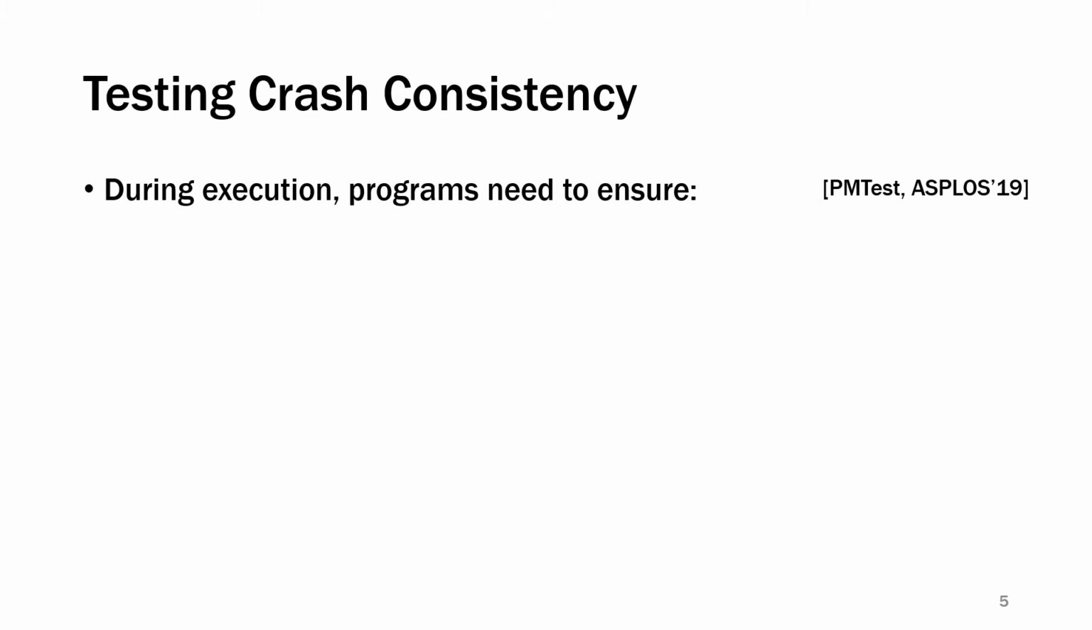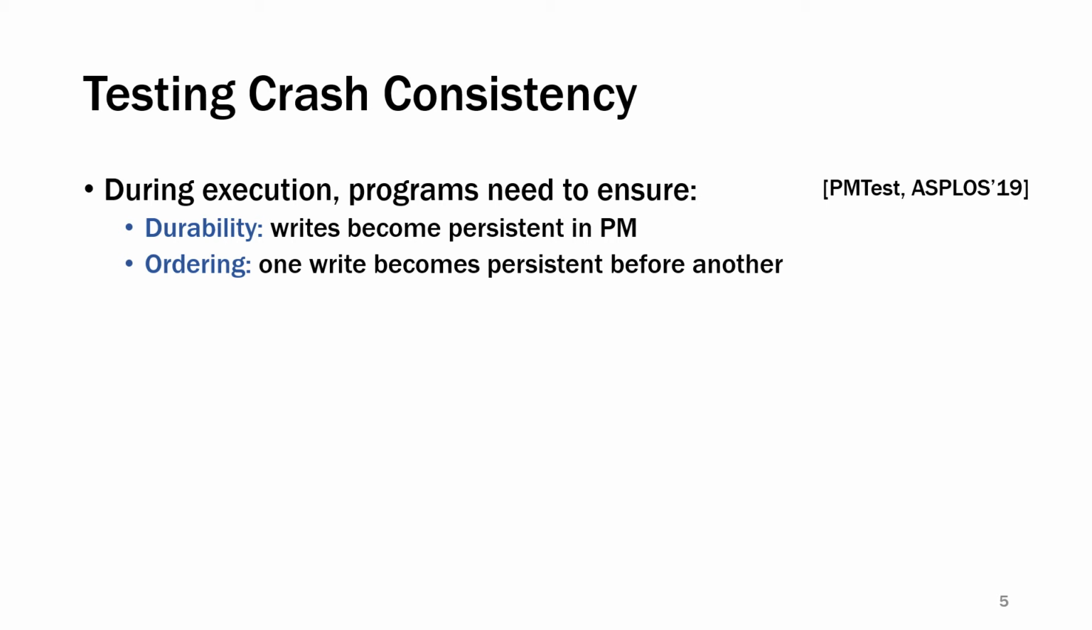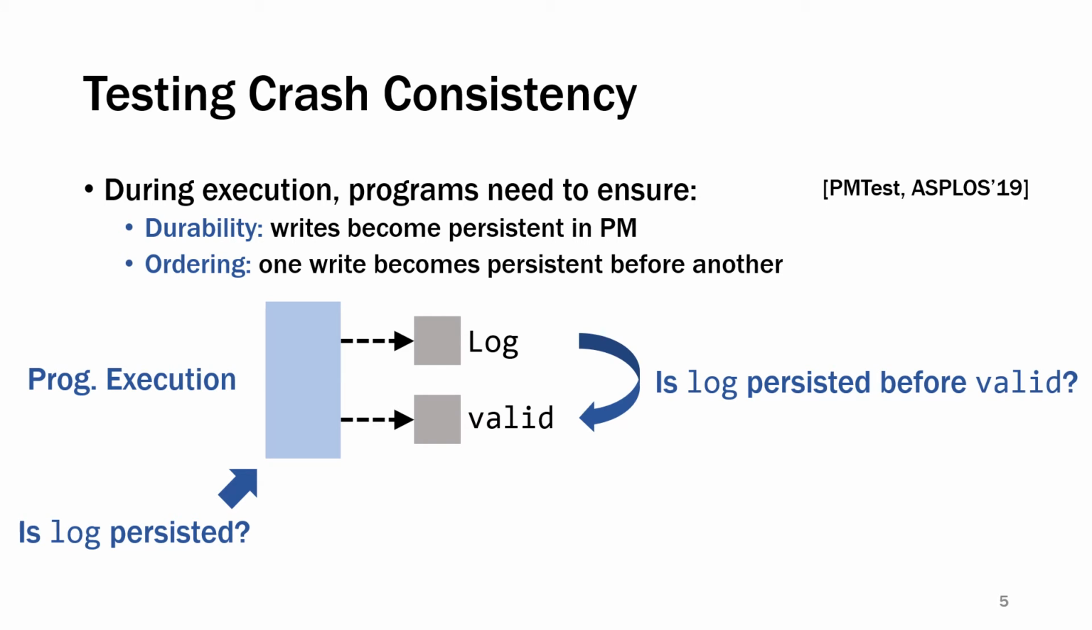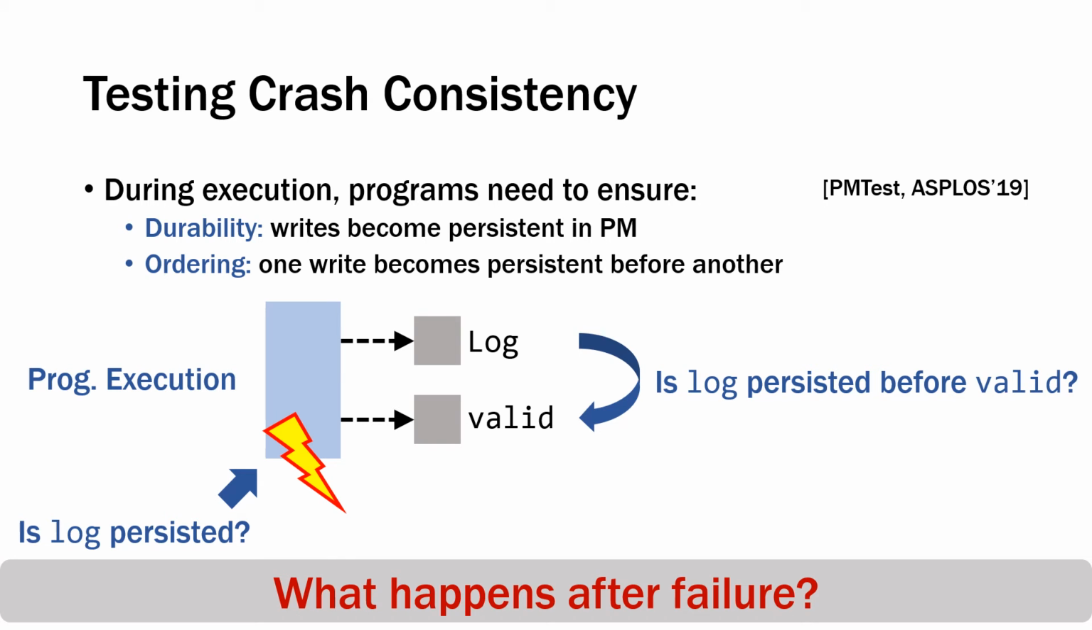Our previous work, PMTest, tests these two fundamental properties in persistent memory programming, that are the durability guarantee and the ordering guarantee. In the example of undo log, the programmer can assert whether the log has been persisted at the end of the sequence, and if the log is persisted before updating the log's valid bit. But only ensuring the correctness during the normal execution is not enough. What if there's a failure? The program needs to correctly recover from the failure and then resume the execution.